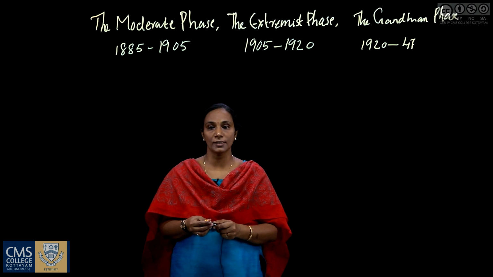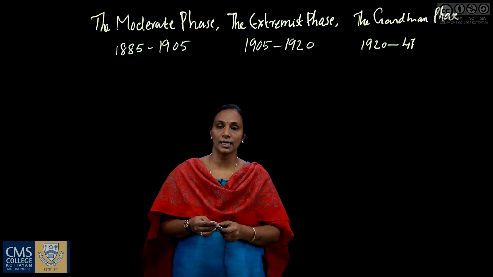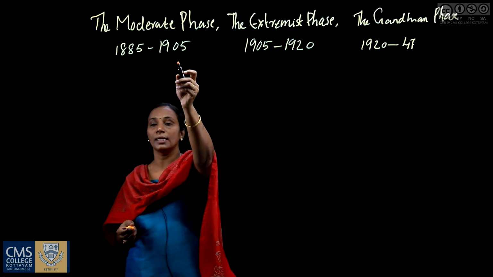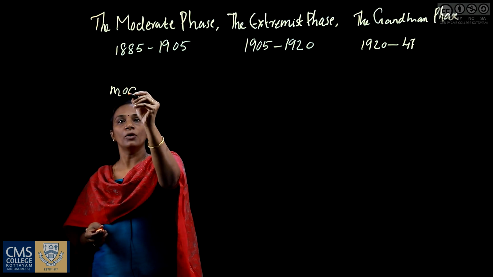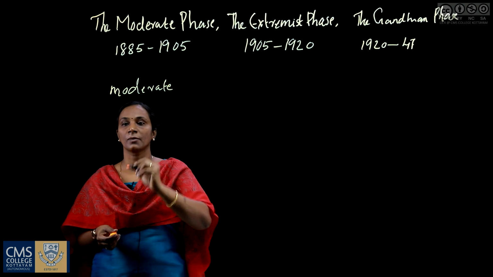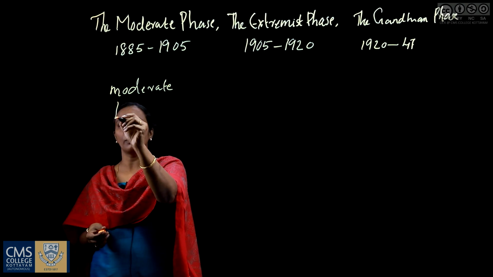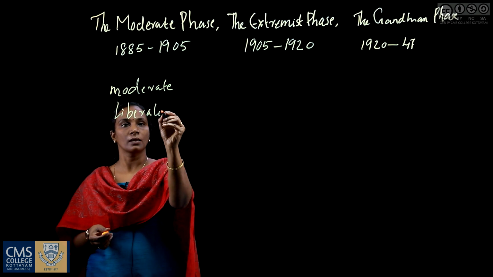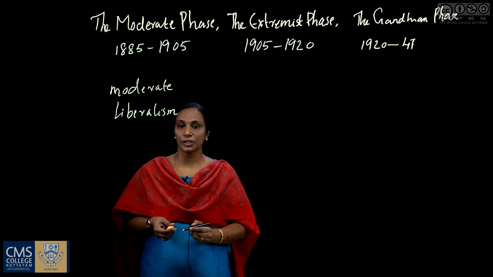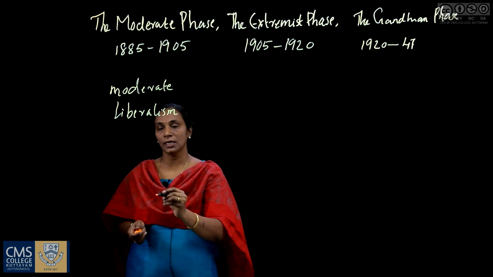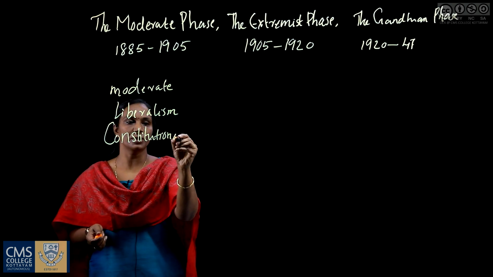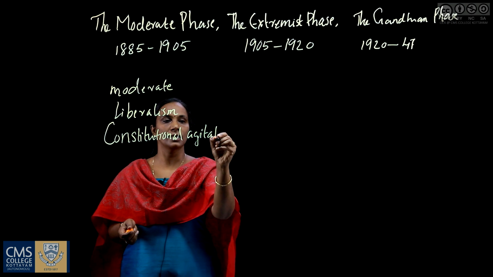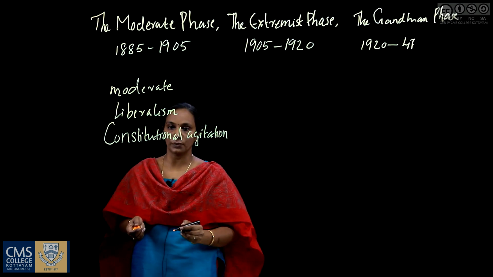Who were the moderates? The moderates were the early congressmen who dominated the affairs of the Indian National Congress from 1885 to 1905. They were called so because they were moderate in politics and they were staunch believers of liberalism. The main political activity of the moderates can be summed up as constitutional agitation. Constitutional agitation, that is, they wanted to work within the four walls of the law.